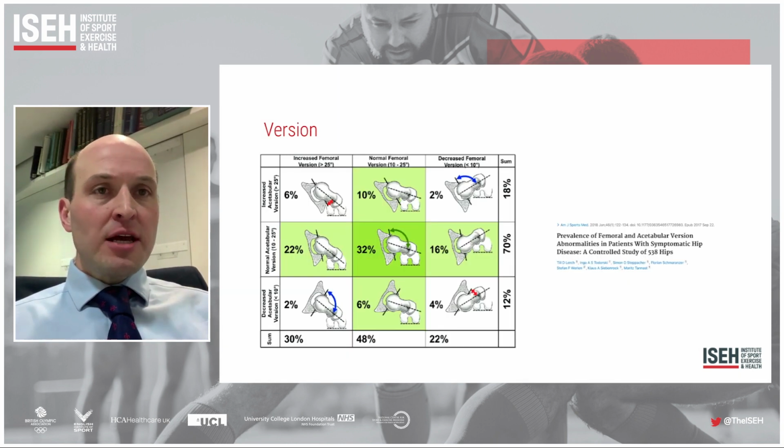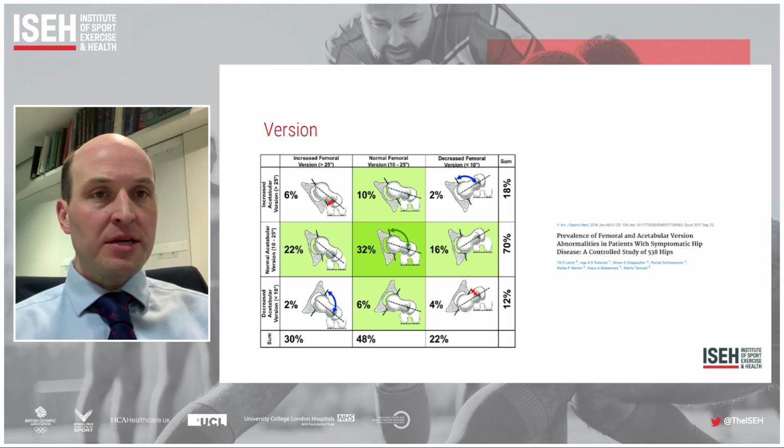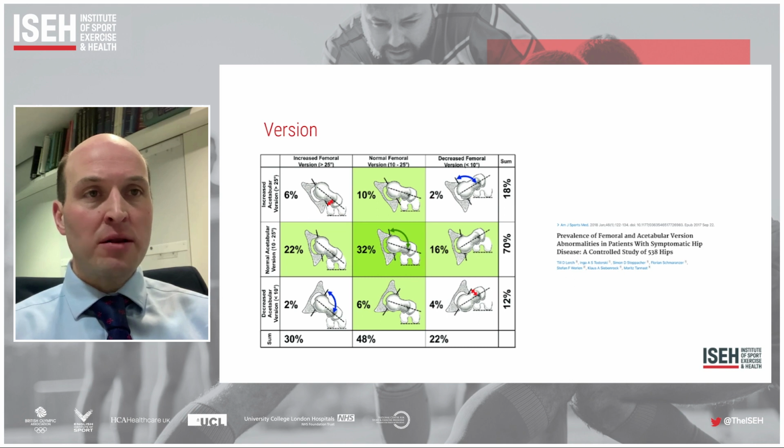We mentioned version earlier. This is increasingly important in the diagnosis and management of young adult hip conditions. This paper, again from the Burn group, demonstrates that in over 500 individuals who had symptomatic hips, only approximately 1/3 had both normal femoral and normal acetabular version. So indeed, 2/3 had one or more abnormality of version.